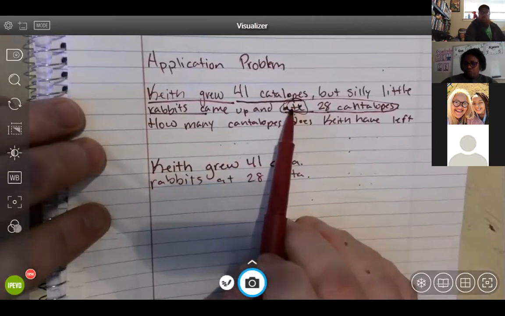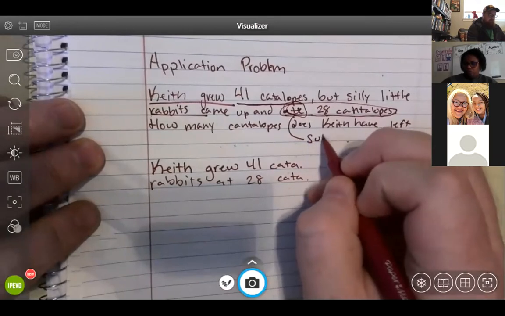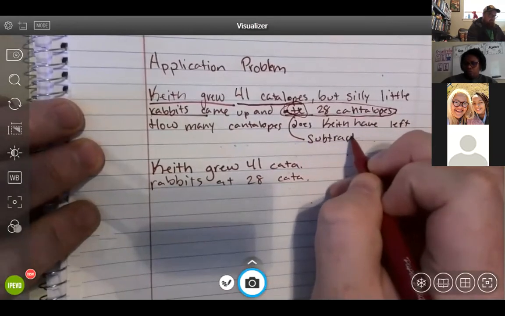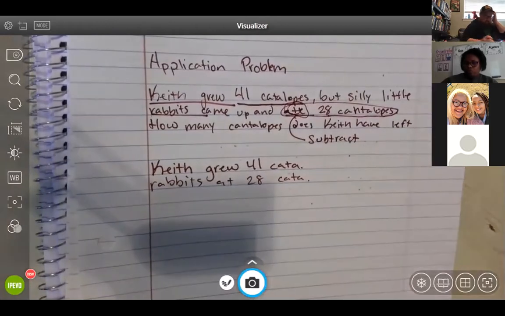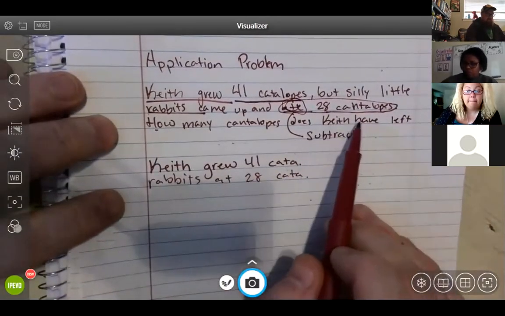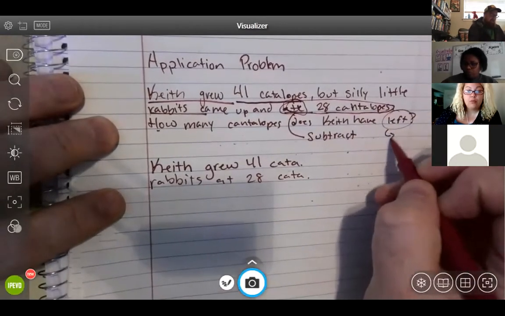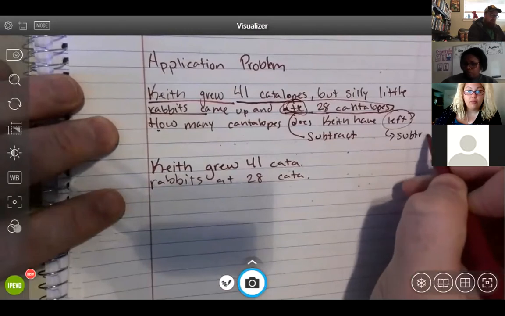So as we can see, what's going on so far is 28 were eaten, right? That means we are losing something, right? So when we lose something, we are going to subtract. I know that off the bat without even reading my question. Then next is how many cantaloupes does Keith have left? And again, we have that fancy word left. That left means to subtract.